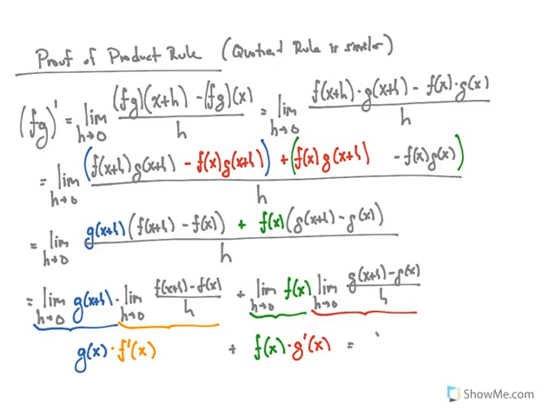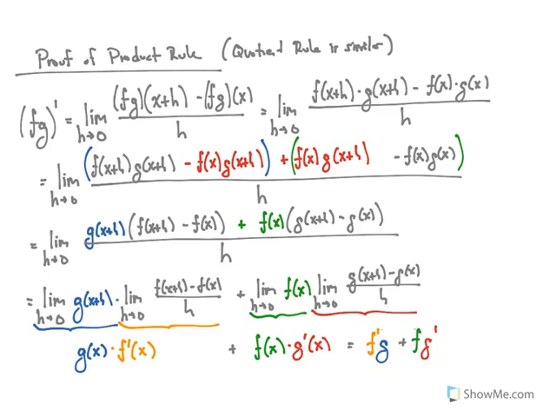And note that we could write that as f prime g plus fg prime. If we color code everything, this is f prime g plus f g prime. So this product rule is proven here.